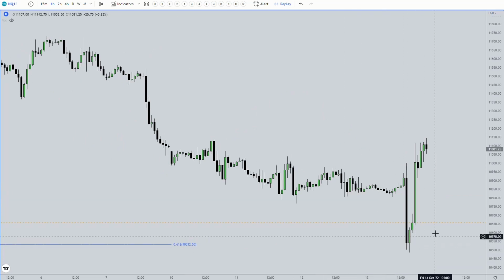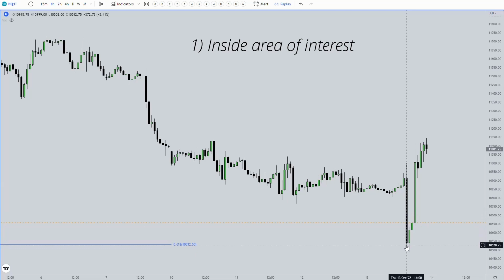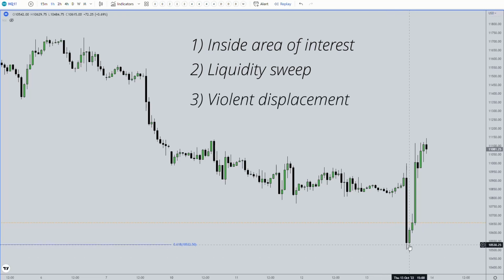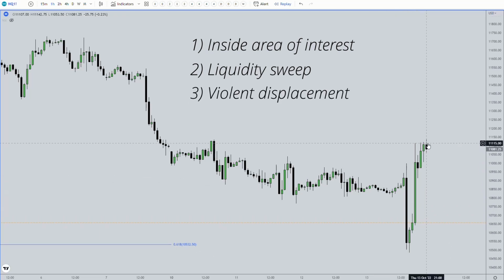Looking at the 1-hour time frame and the high time frame level of price that we were interested in, we can see that indeed the 1-hour chart did deviate below this pool of weekly liquidity and also quickly tapped the 618 Fibonacci retracement at around 10,532. Next, it violently displaced up and by that broke market structure on the 1-hour time frame as well, just as we would hope for.